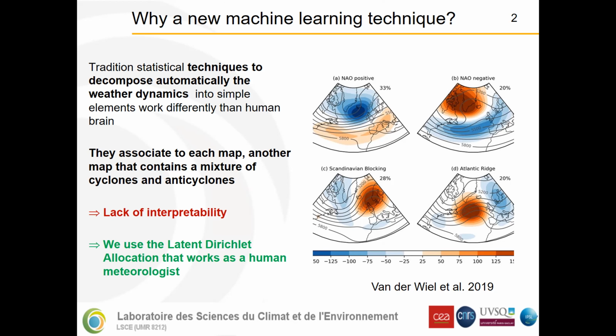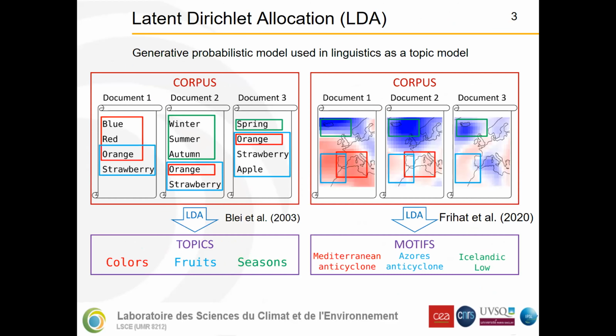Because in all these maps we have a combination of cyclones and anticyclones, and we don't know, if we have a change in the projection, for example for climate change, what happens, or what is the right one that we have to choose. So we'll try to replace it with the latent Dirichlet allocation, which works better, like a human meteorologist. Let's see if now it works well.